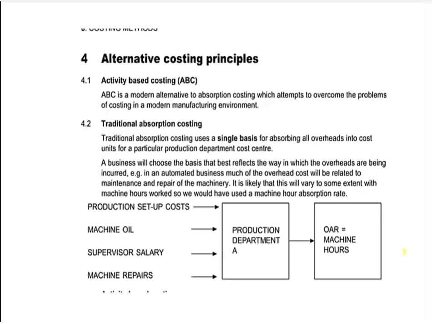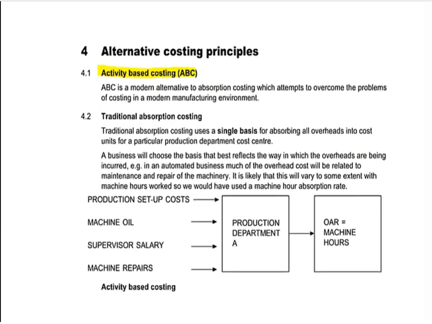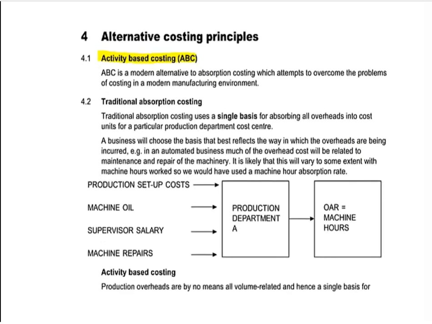The next section concerns itself with some alternatives to absorption costing and marginal costing. Calculations are not required for these in F2, but you need to be able to answer knowledge-based discursive questions on the topics. So first of all then we've got activity-based costing, or ABC, and it was devised to overcome some of the problems of costing products in the modern manufacturing environment.